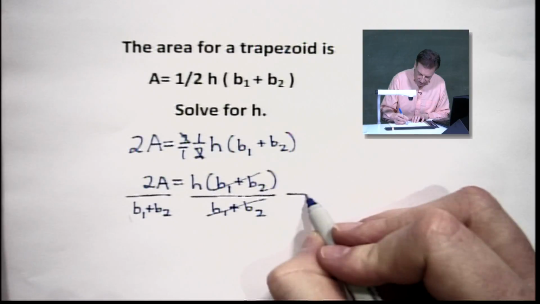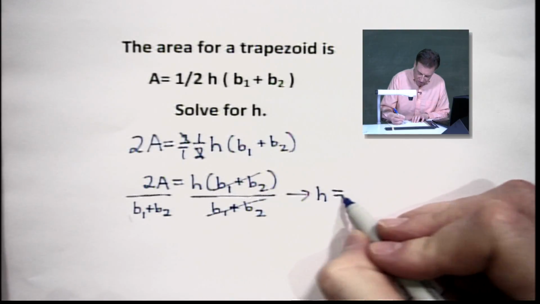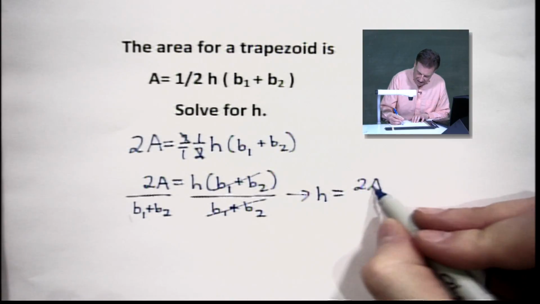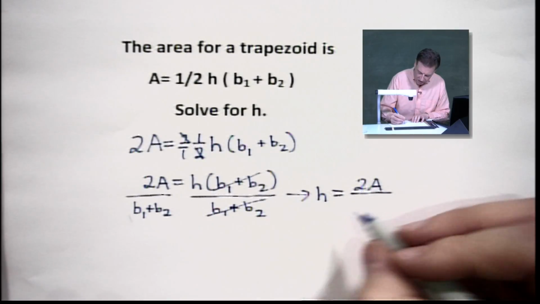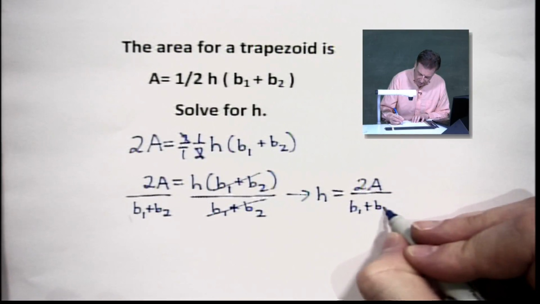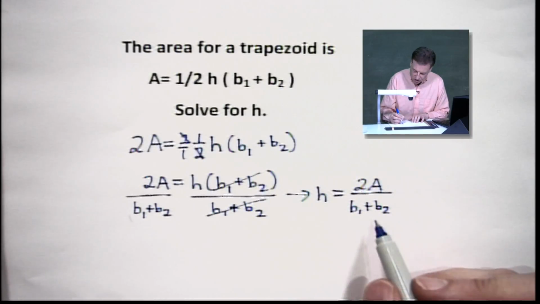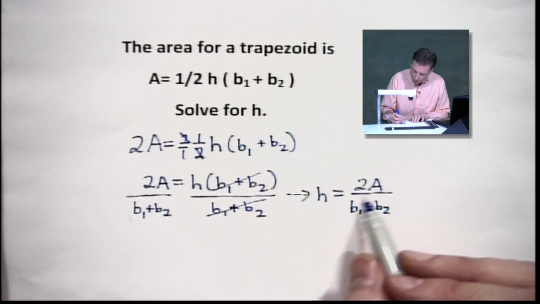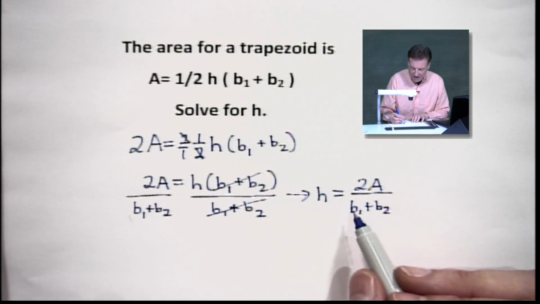Let's see what we've got. Let's write it right out here. H equals a big 2a over base 1 plus base 2. And folks, it's understood when we write something like this, well, it means we're going to add it together and then we're going to divide it in there.